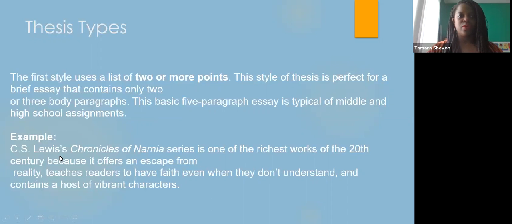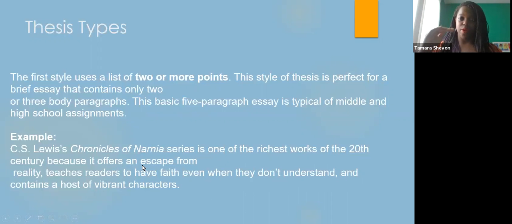So C.S. Lewis's Chronicles of Narnia series is one of the richest works of the 20th century because it offers an escape from reality, teaches readers to have faith even when they don't understand, and contains a host of vibrant characters. So when you look at this, you see that there is a point that is being proven. C.S. Lewis's Chronicles of Narnia is one of the richest works of the 20th century. That is the point. That's what they're trying to prove, okay? How are they going to prove that? Because it offers an escape from reality.